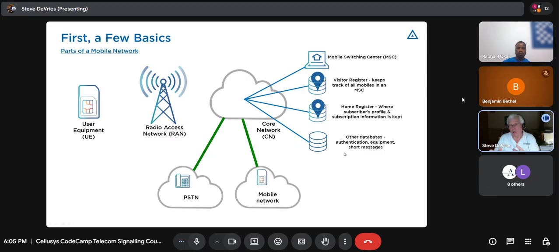Now, I also want to caution you that as time goes on, as you get into third generation, fourth generation, fifth generation, some of these names change, but the functions are still there. You still need to keep track of where this mobile is at. You still need to understand what services they have. So we will expand on this infinitely, and by the time we're done with this, you'll know these registers backwards and forward. Guarantee. That's a guarantee.